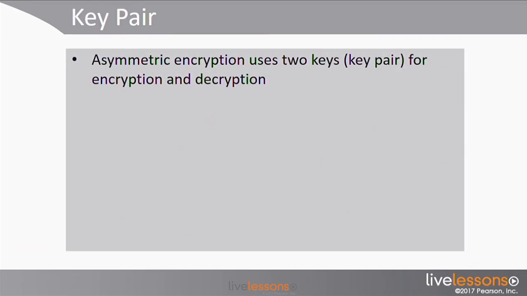So welcome to lesson 5.4, applying asymmetric encryption. We're going to put asymmetric encryption to work. So as a reminder, asymmetric encryption uses two keys. We call that a key pair. One side locks, the other unlocks for encryption and decryption.